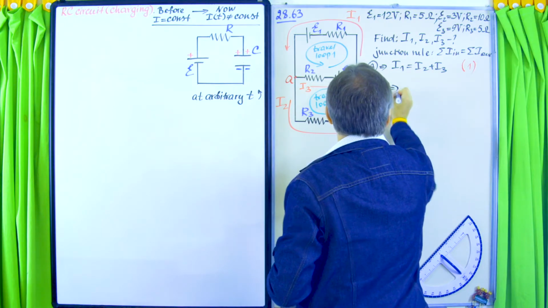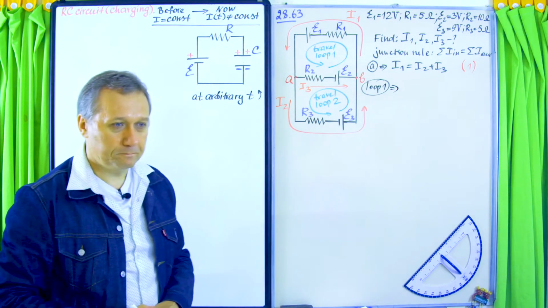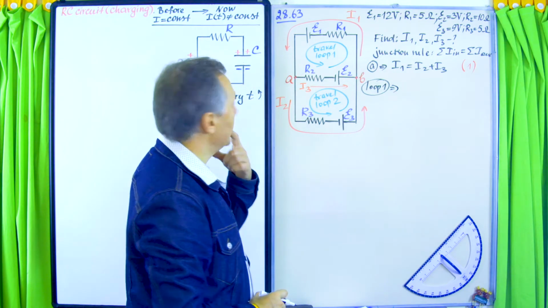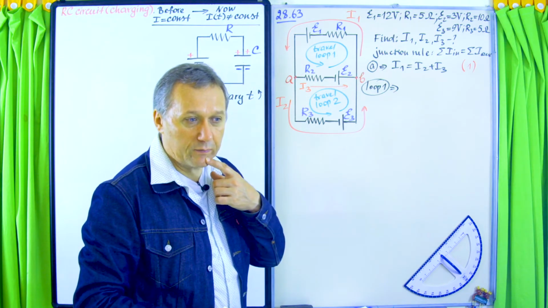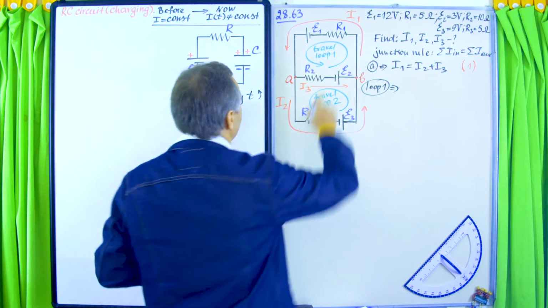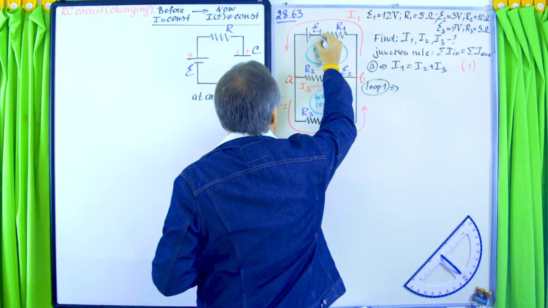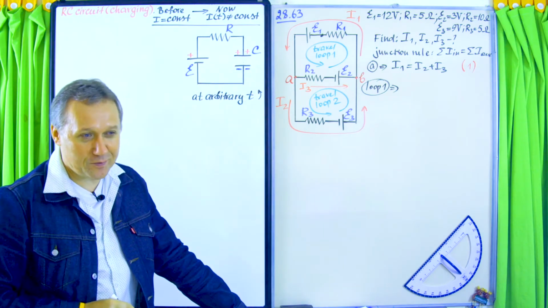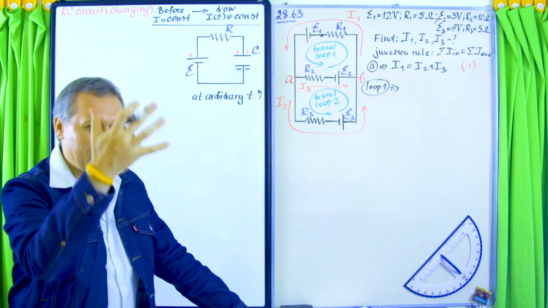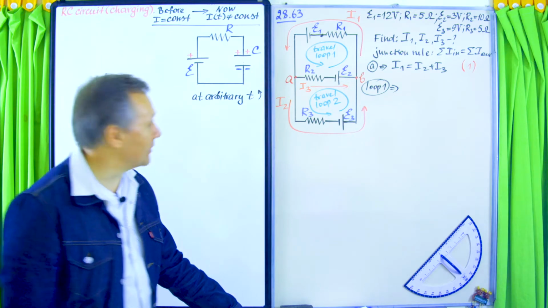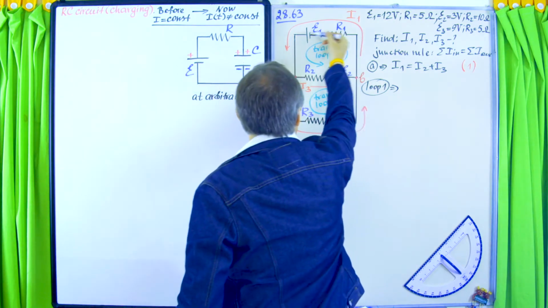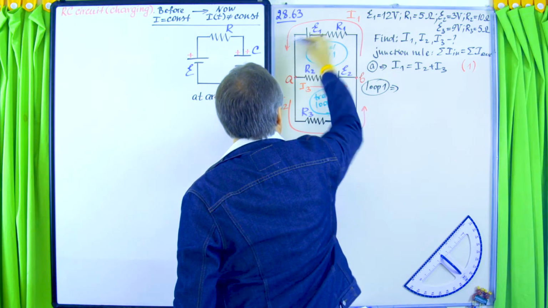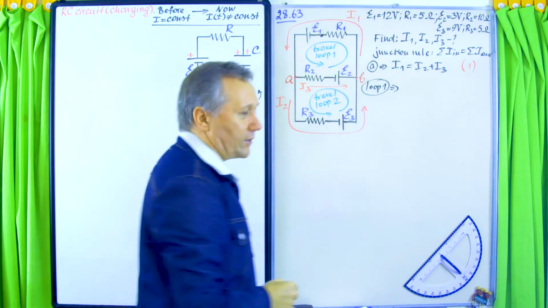So let's do loop number 1, this loop. We need to start traveling from a certain point. I will start from this point. You remember my minor compulsion? I like to cross a battery first, because for me it looks nice when the EMF stands in front of the equation. And that is our travel direction. So first, I need to cross this battery.